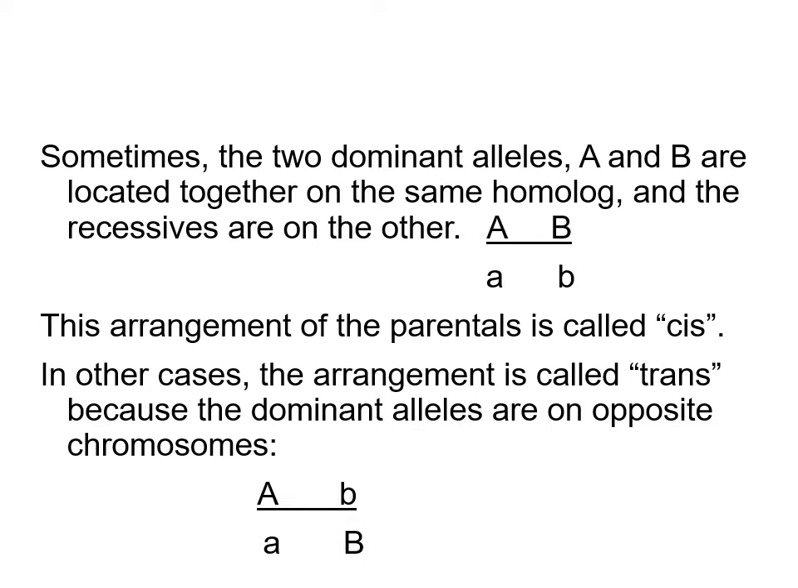Okay, also notice before we start, the parentals are not necessarily the dominants and the recessives. There's two ways you could put these genes together. You could have big A, big B on one homolog, little a, little b on the other homolog, and this is called the cis configuration. Or else the parentals could be the trans configuration, which is big A, little b on one homolog and little a, big B on the other. So don't think the dominants and recessives are always parentals, because they're not.